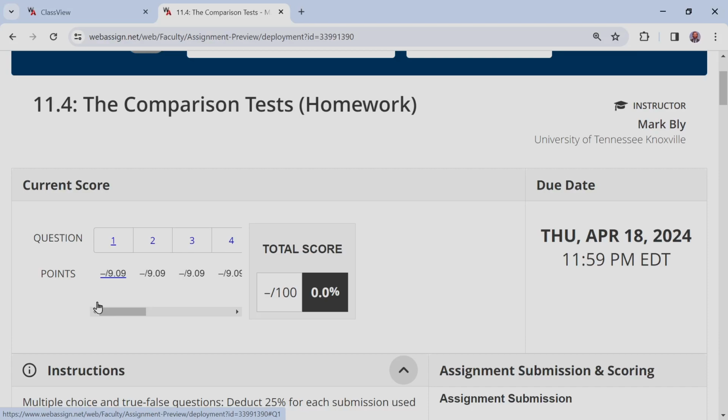All right, welcome in. We are looking at the comparison tests, section 11.4, going through a WebAssign discussion here. So let's take it bite by bite.